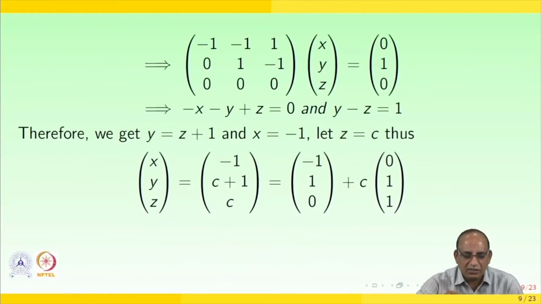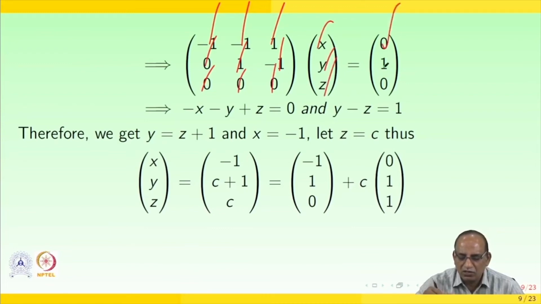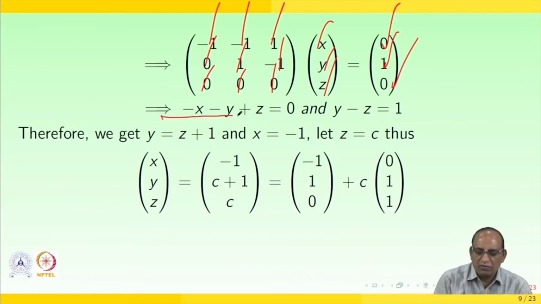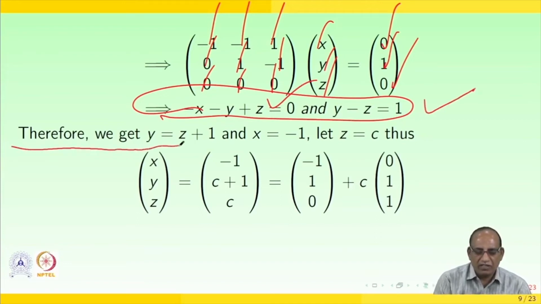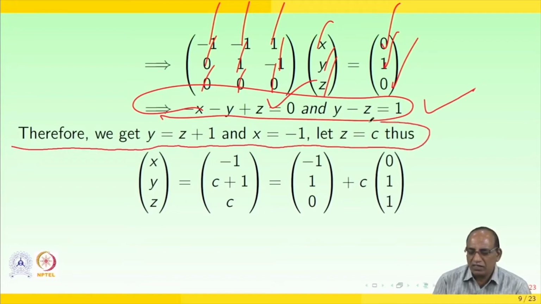And you can write it as [-1, -1, 1; 0, 1, -1; 0, 0, 0] multiplied with x, y, z. So you do get [0, 1, 0]. So you will end up with the eigenvector system like this: -x - y + z = 0, and y - z = 1. So therefore, we get y = z + 1 and x = -1, and let z = c.